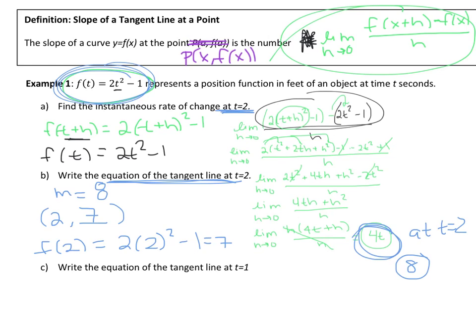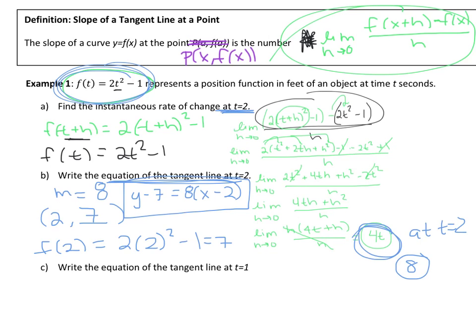So this is 7. Now, it is perfectly acceptable in this class to leave your equations of a line in point-slope form. You do not need to put them in slope-intercept form. So the equation of this line is y minus 7 is equal to 8 times x minus 2, and that is all we need to do.